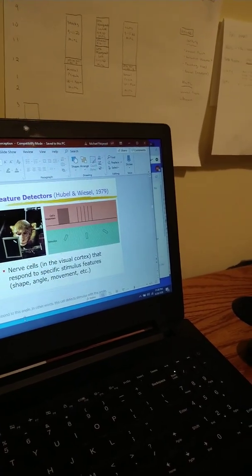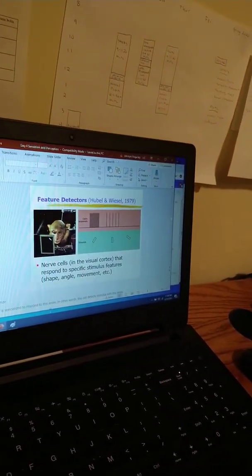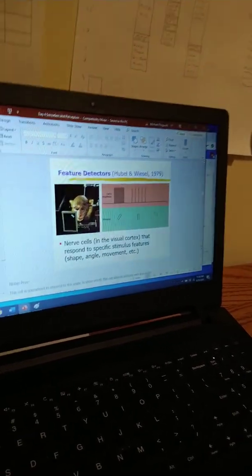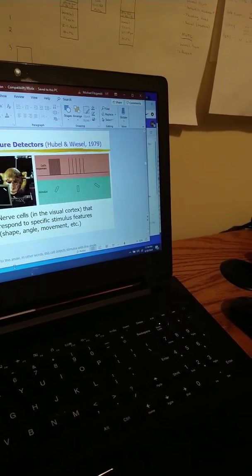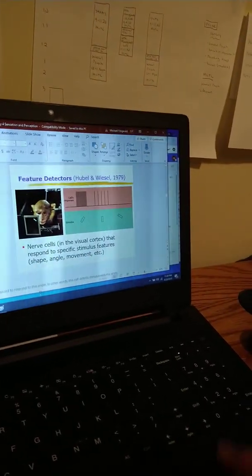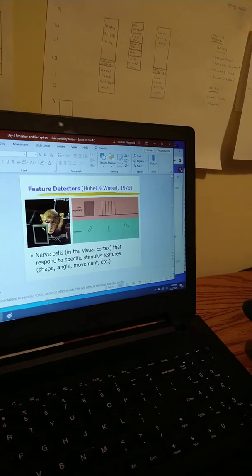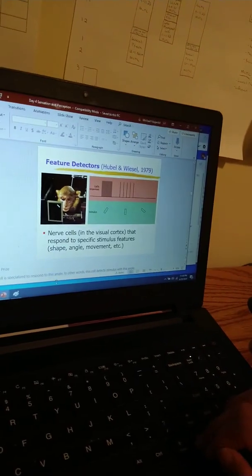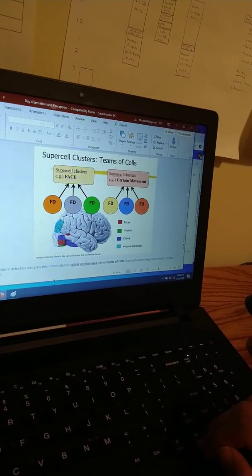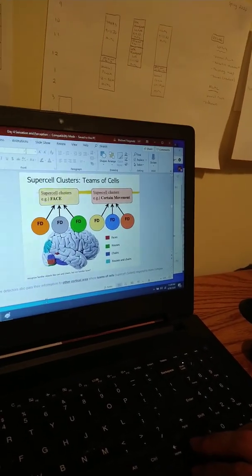So what that means is that we have specific cells in our brain responsible for allowing us to see visual things at different angles. There have been experiments done where, for example, cats are deprived of the ability to see anything at a horizontal angle. They are blind to them essentially. So just another reflection of specific biology to specific ability. Supercell clusters. This is just speaking to how groups of cells work together on the same common thing.